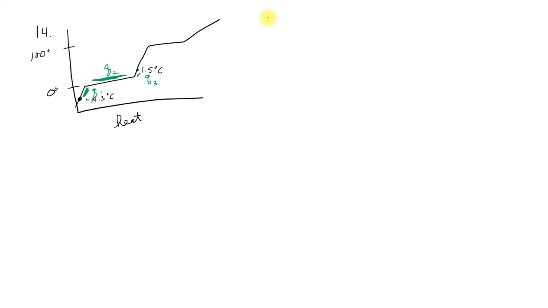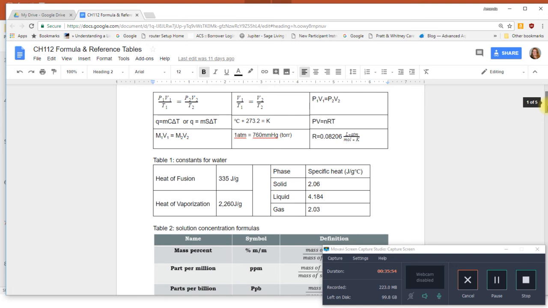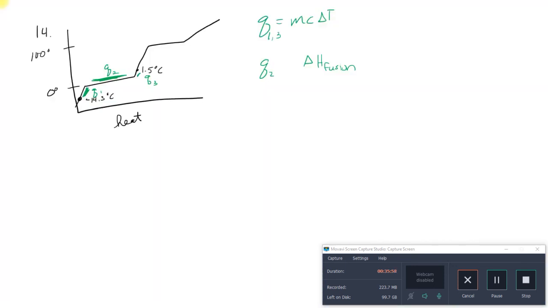The slanted parts, we use this equation because the temperature is changing. So for, I guess, 1 and 3, we're going to do that. For Q2, it's just heat of fusion because that's the melting point. That's the amount of heat required to melt this stuff. So we look at the formula sheet. Okay, so it says heat of fusion is 335 joules per gram, so we can use that.